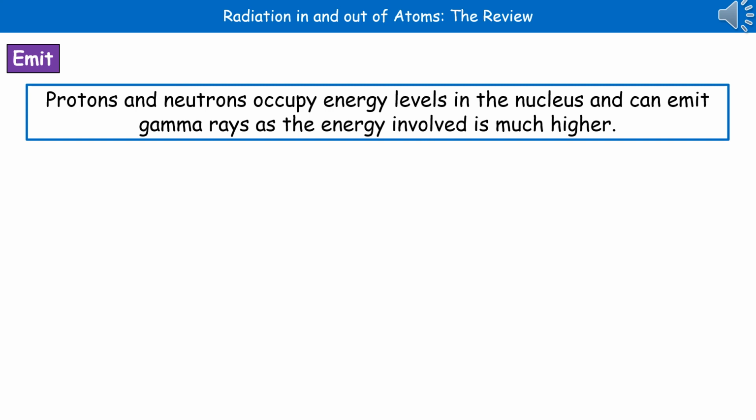Last thing to note is that protons and neutrons occupy energy levels in the nucleus and can emit gamma rays as the energy involved is much higher.